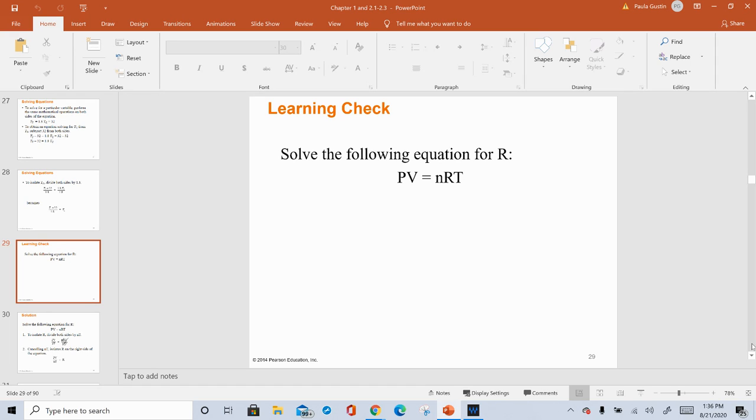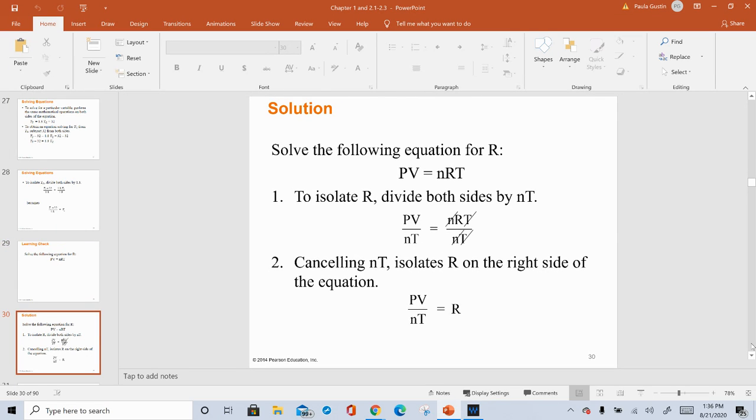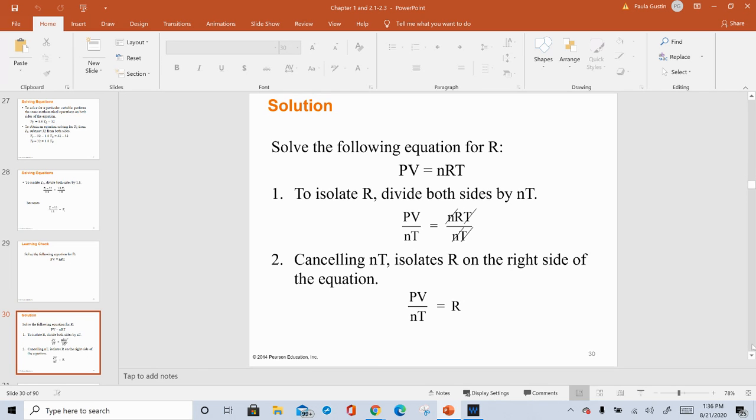Okay, take a moment to solve for R in PV equals nRT. If we want to get R by itself, we want to get rid of the n and the T, so we would divide both sides by nT. Then R will equal PV over nT. This is going to be a famous equation in chemistry called the ideal gas law. It's an important one for you guys, but we'll come back to it in later sections.